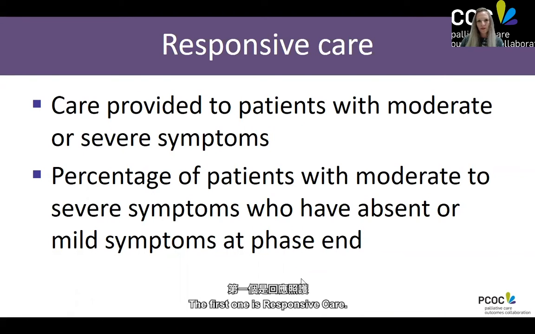Firstly, responsive care. This is care provided to patients with moderate or severe symptoms, and the measure is the percentage of patients with moderate to severe symptoms who have an absent or mild symptom at phase end. For example, in the problem severity score, a moderate range is 2 to 3, and you're looking to reduce that to 1 mild or 0 absent.